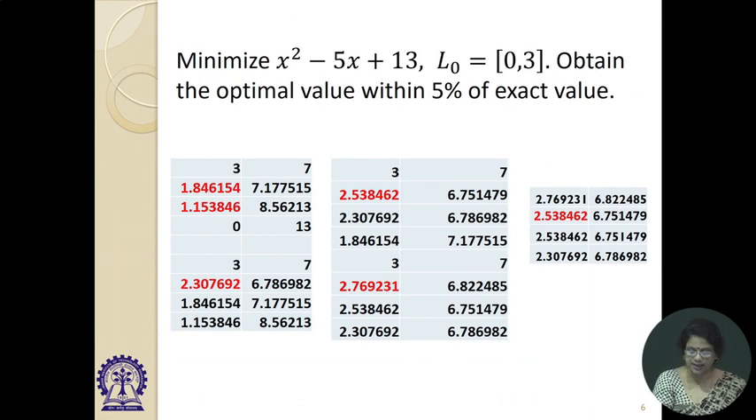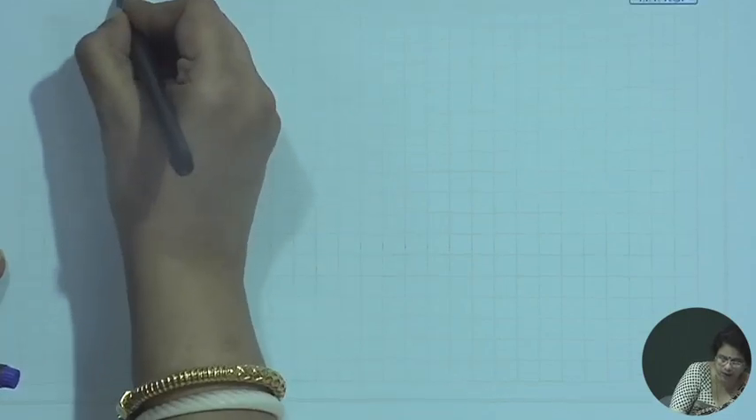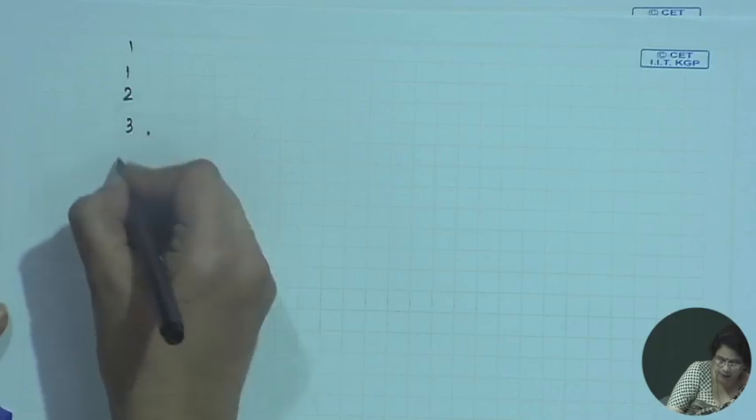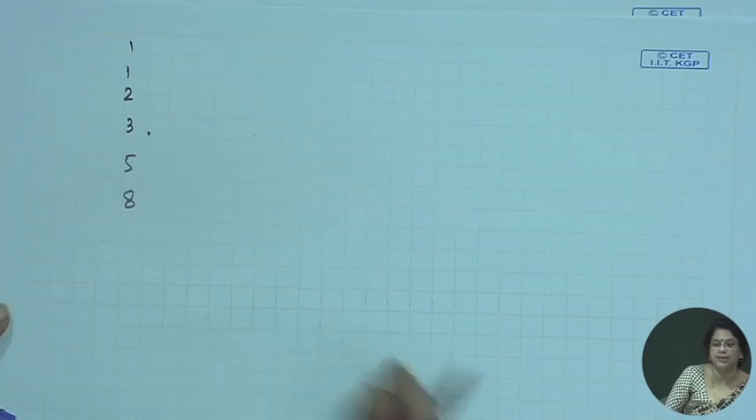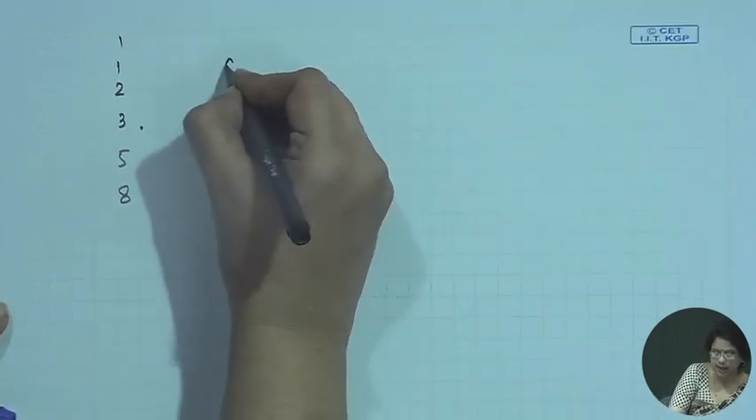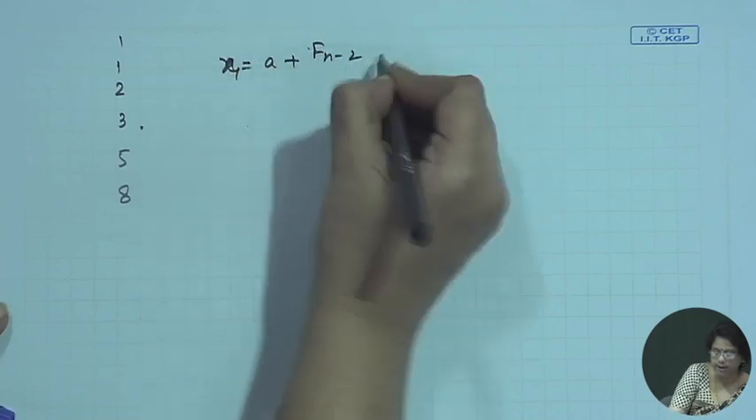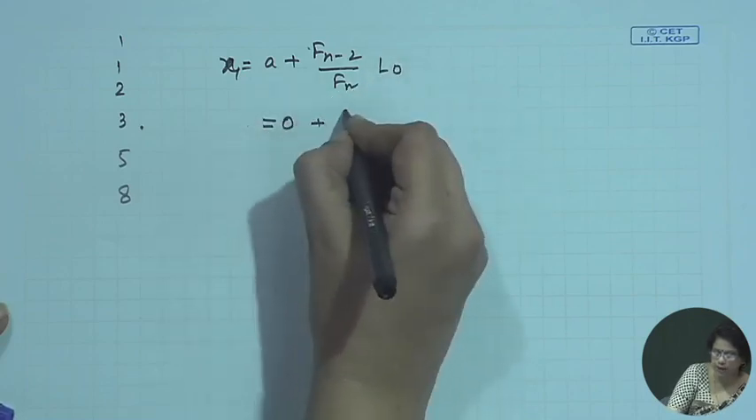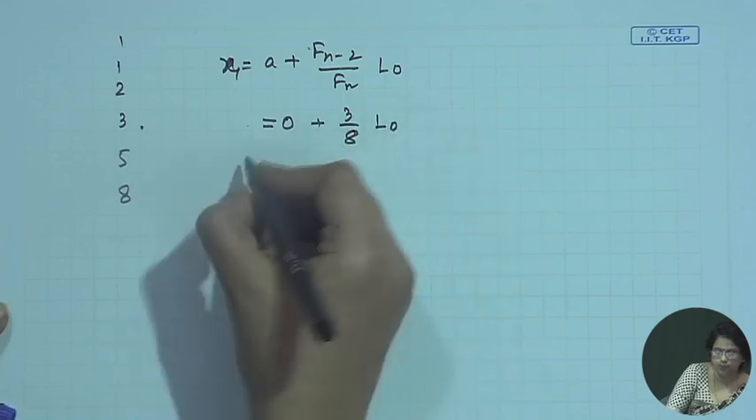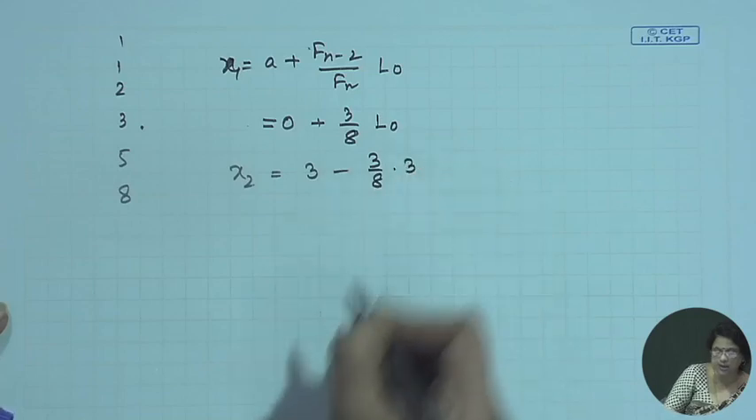If I want the 10% exact value, in that case my process will change. What do I have to do? I have to consider 1, 1, 2, 3, 5 up to 8, because n would be equal to 5 there. That is why x1 would be equal to a plus Fn minus 2 by Fn times L0. That means this is equal to 0 plus 3 by 8 L0, and x2 would be equal to 3 minus 3 by 8 L0, where 3 is the upper end here.